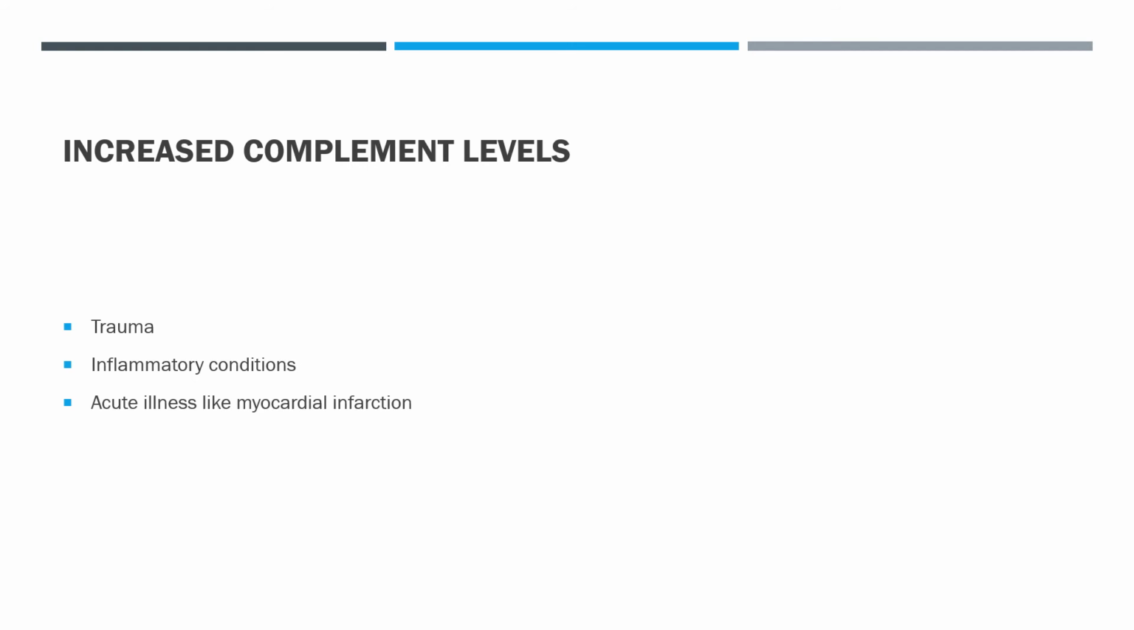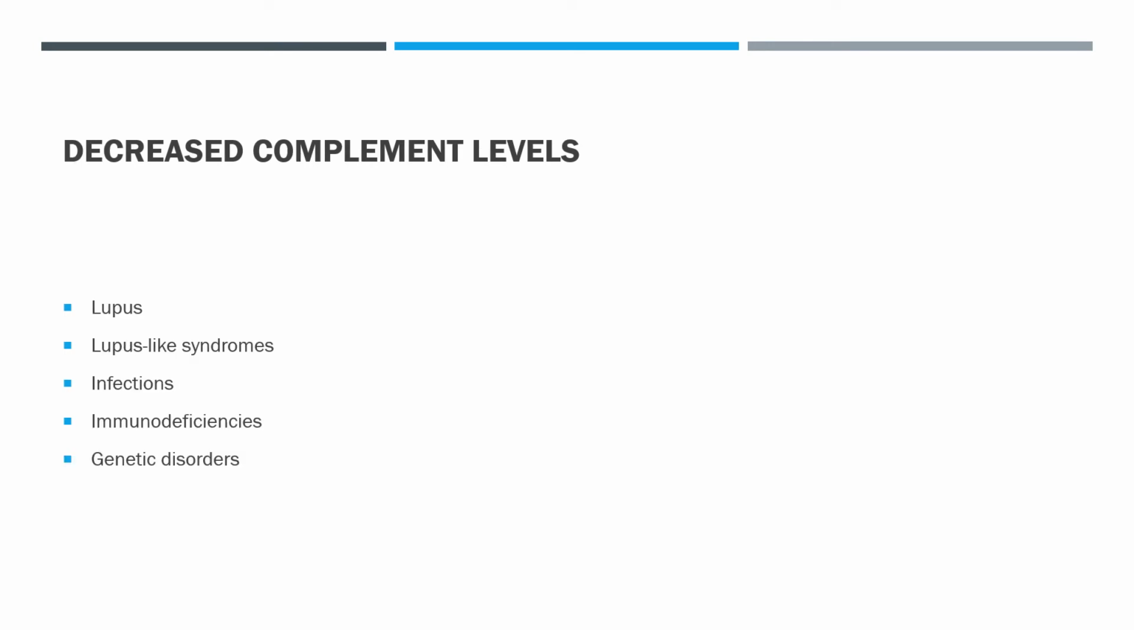Complement is likely to be increased because of trauma or an acute illness such as myocardial infarction, which is a heart attack, or in certain inflammatory conditions. Serum complement levels are decreased in things like lupus, lupus-like syndromes, infections, immunodeficiencies, and genetic disorders.